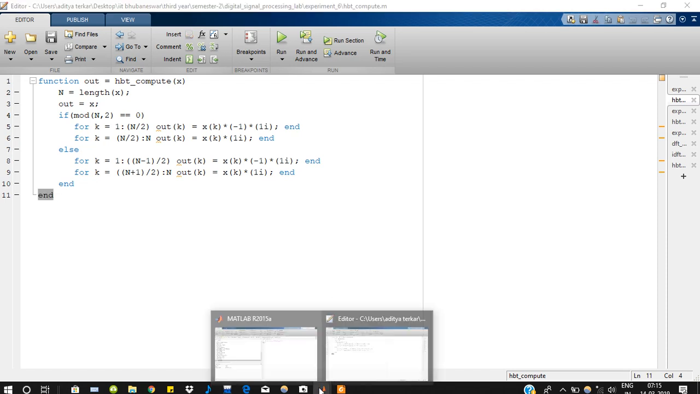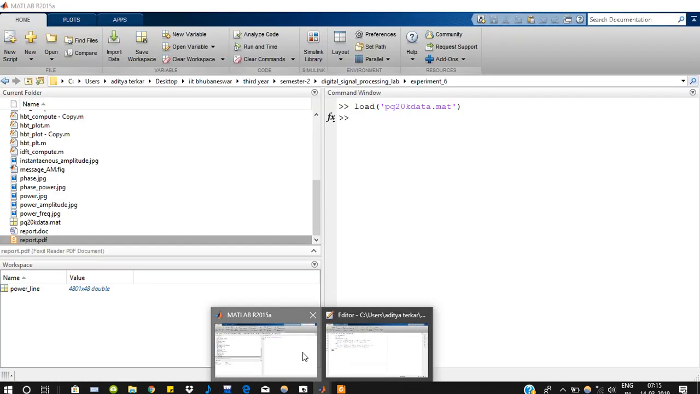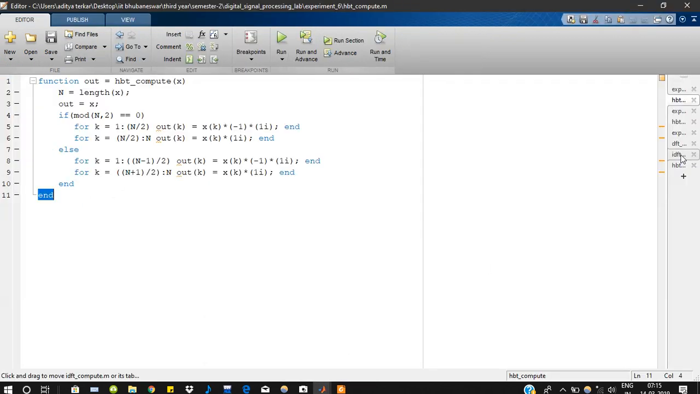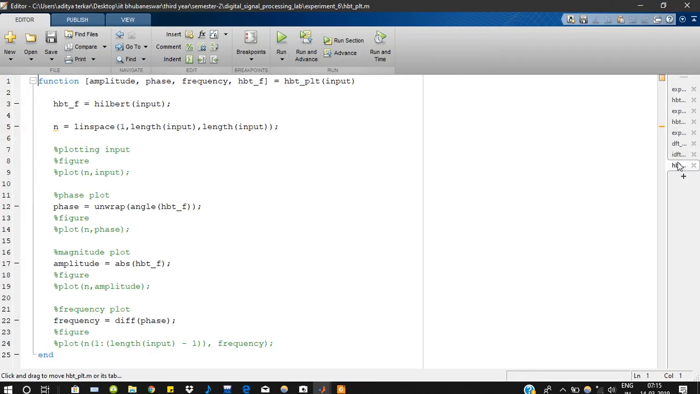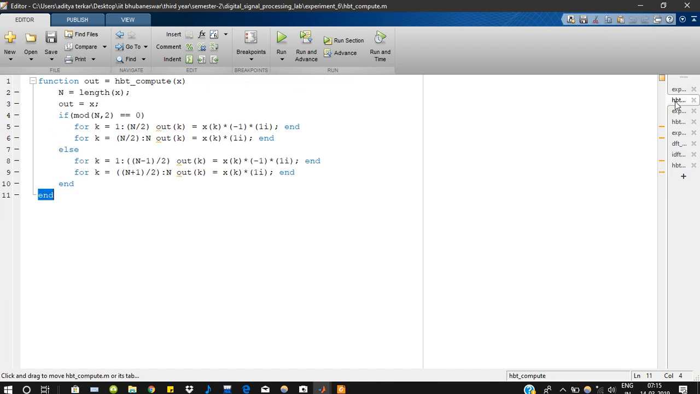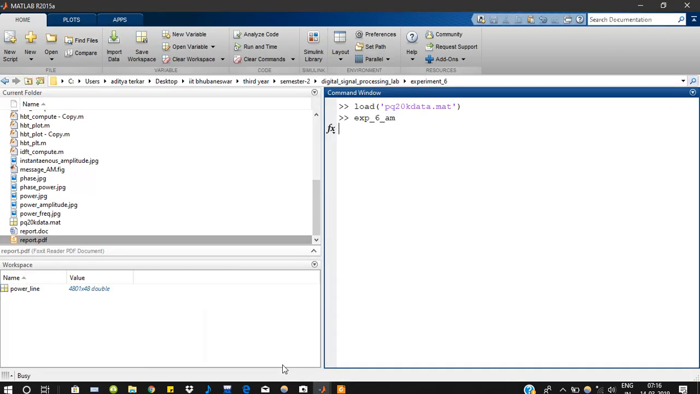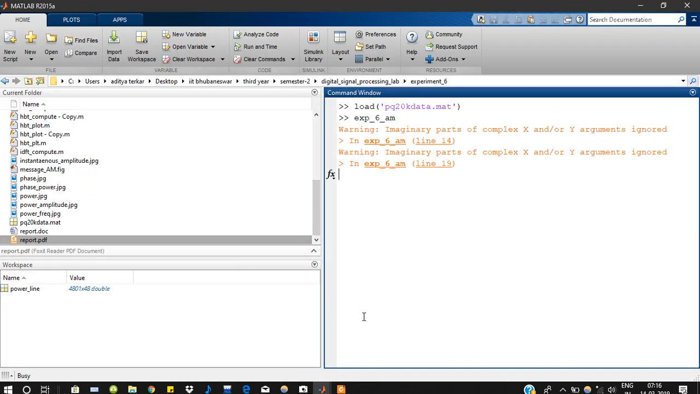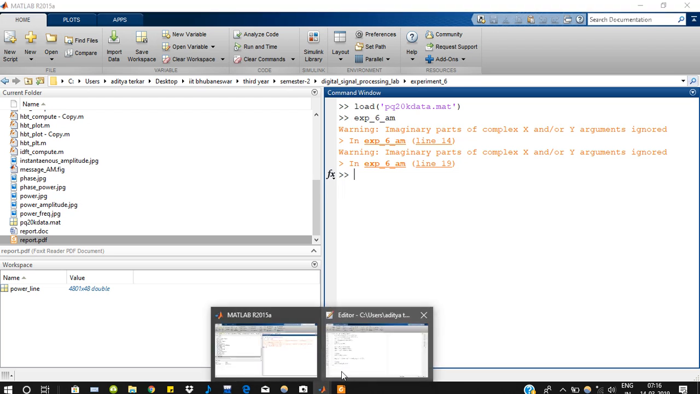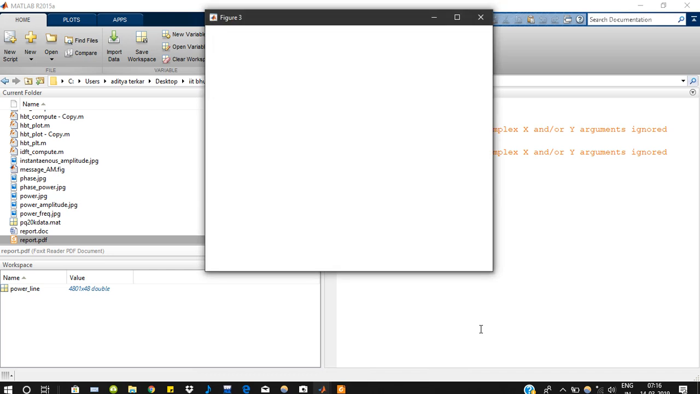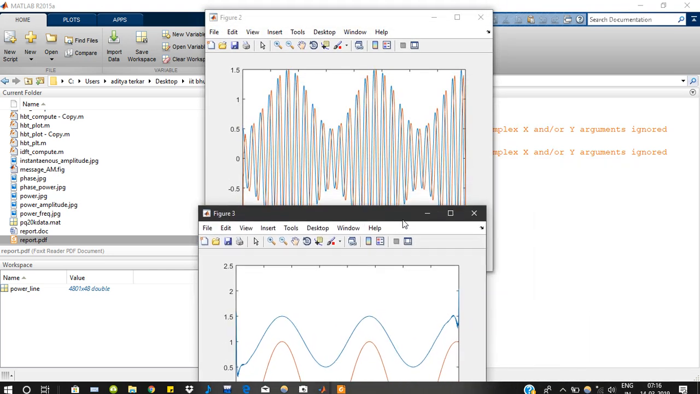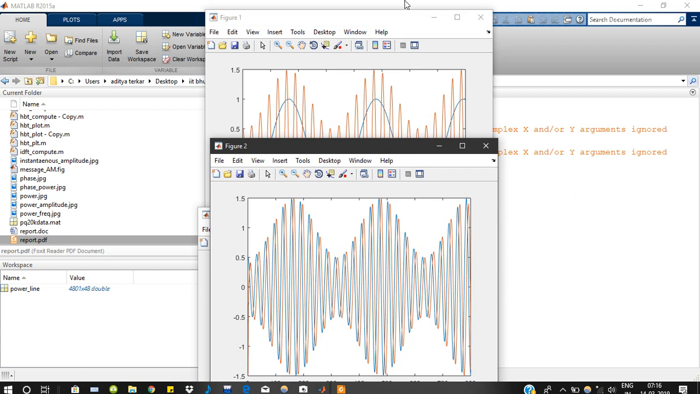Having understood what's happening inside, let us see if we are able to extract our message out of an amplitude modulated signal. This is my experiment 6am. Let's see if we are able to get plots. Okay, here we have our plots. I'll explain all of them one by one.